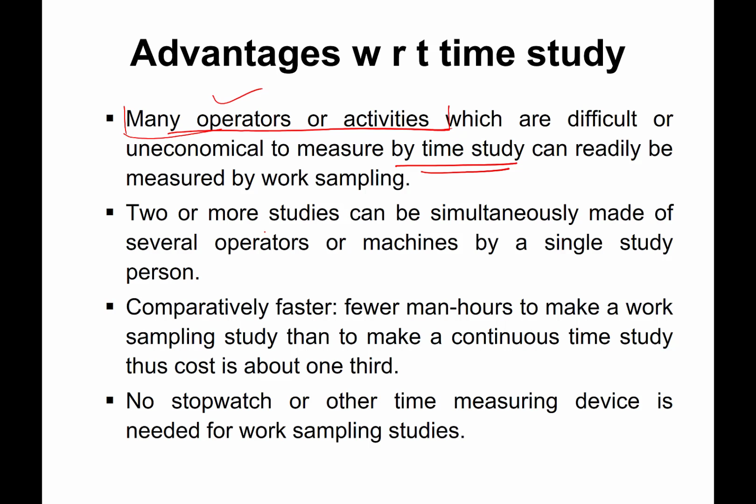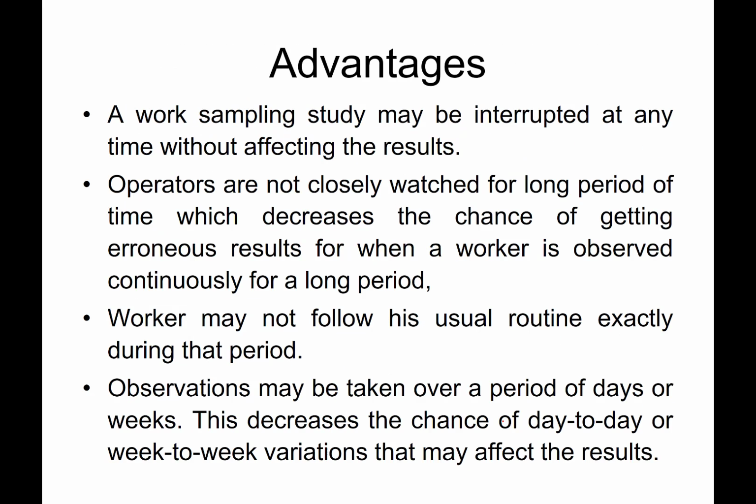Okay, so two or more studies can be done at the same time on several machines and operators in a single study. That's good. This process is very fast. Fewer machine hours are needed to make the work sampling study, and it doesn't use a stopwatch or other time measuring devices. This may be stopped at any time without affecting the results, especially because a time study, once started, has to be continued until the job or the study is completed.